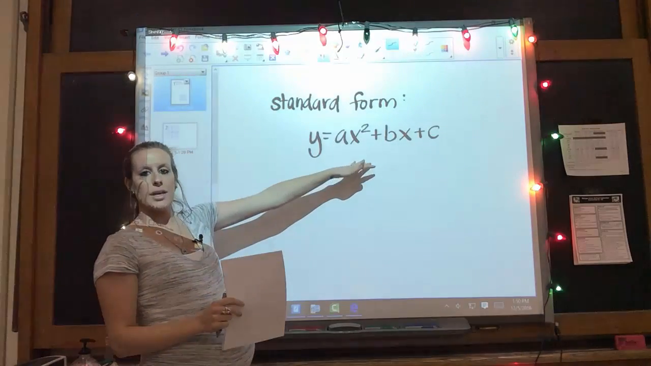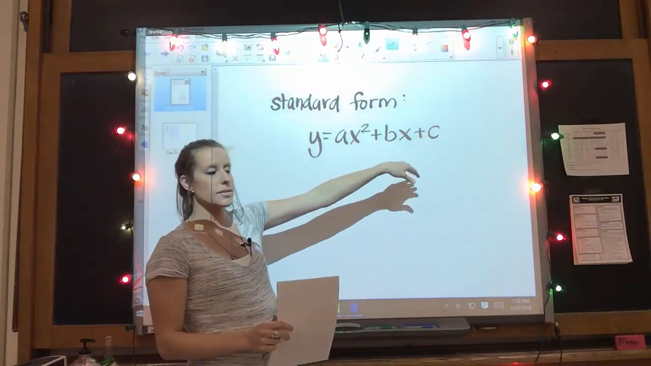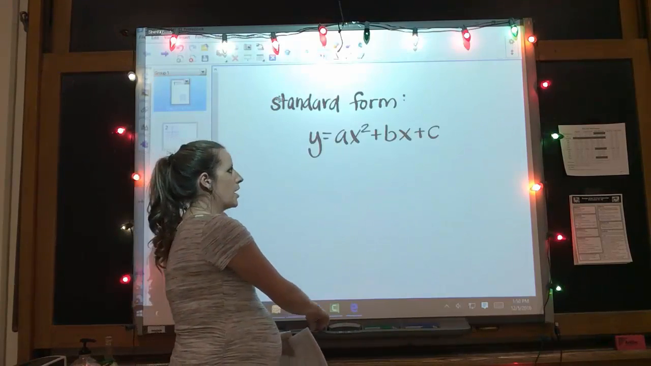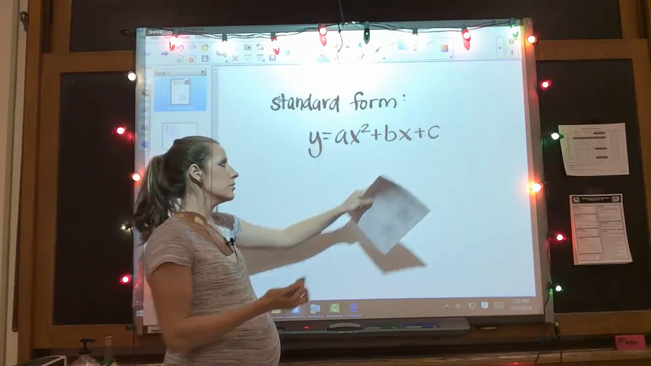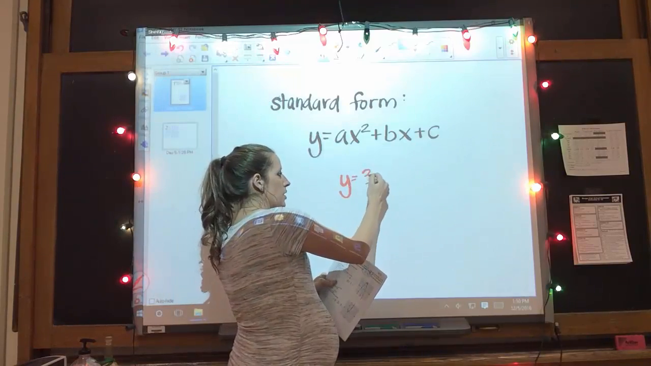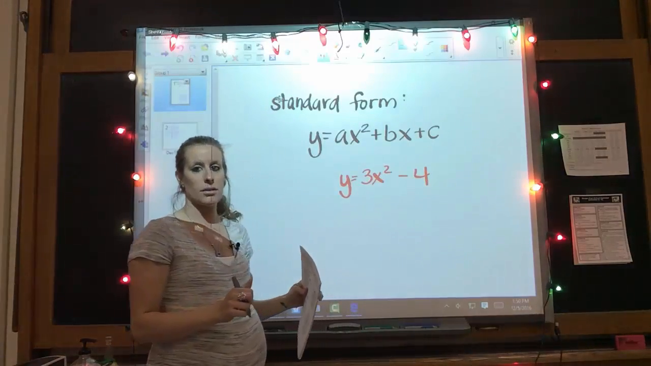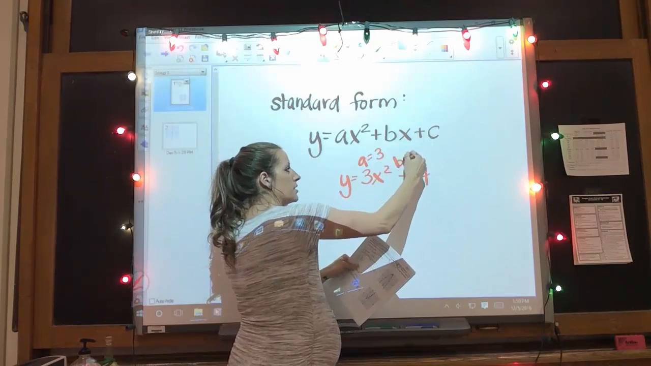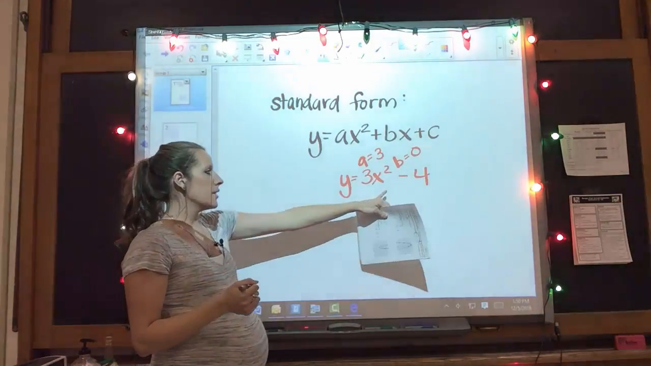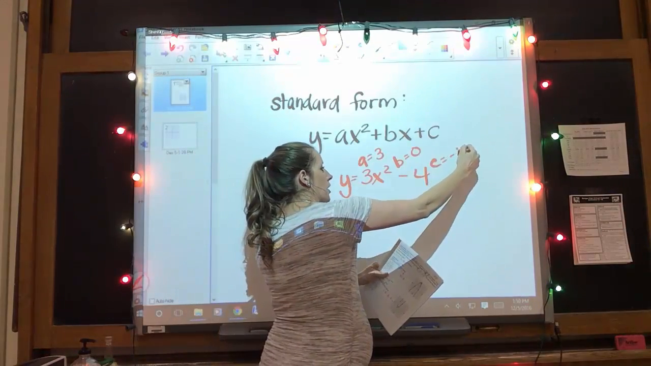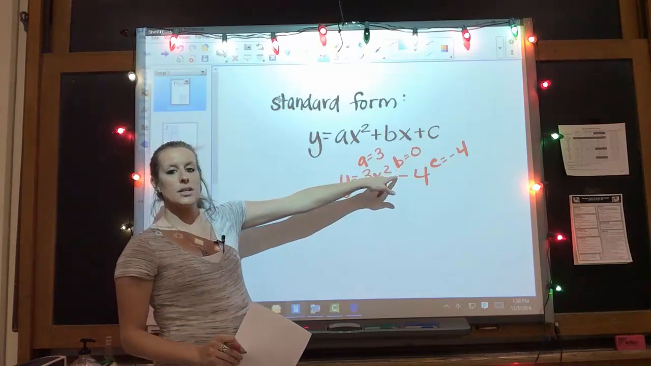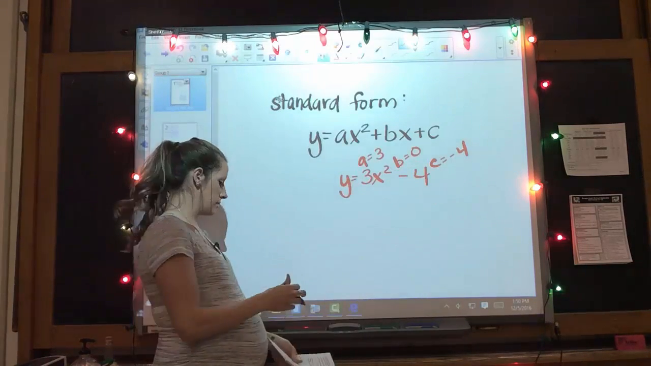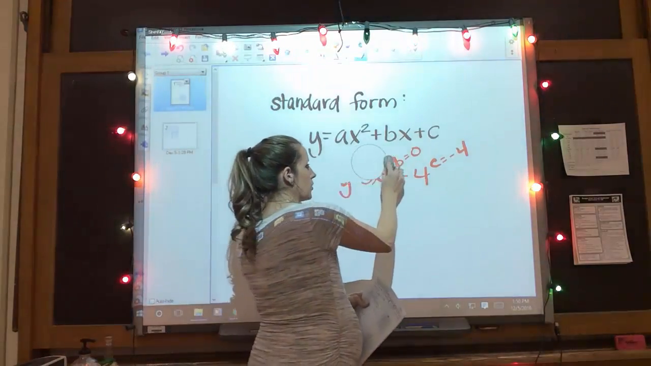So a is always going to be with x squared, b will always be with x, and c will always be by itself. So if you ever have a problem where you don't have an x in the middle, like let's say it's 3x squared minus 4. Okay, my a is still 3. My b would be 0, and we've talked about this before. And then c would be negative 4. But b would be 0 because there's nothing in the middle. So it's like saying plus 0x. So just remember that as you go through and graph these.